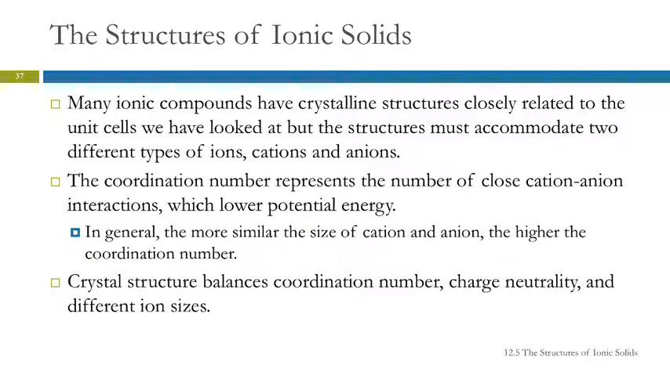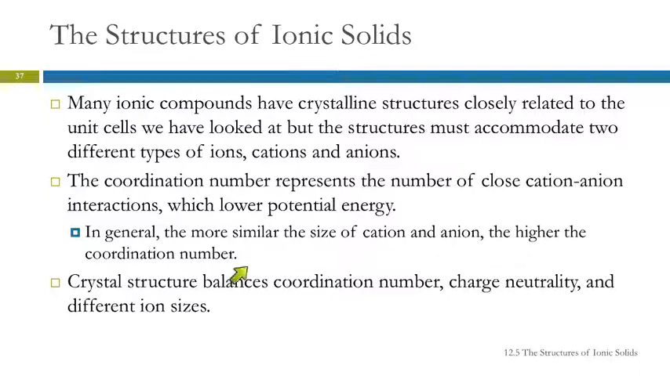So when we're talking about ionic compounds where we have cations and anions, then the coordination number is going to represent the close cation-anion interactions. When we just looked at the unit cells for atoms, it was individual atoms touching each other. Here, when the ions are close together, we want them to be oppositely charged ions. Otherwise, they're going to repel each other. But those cation-anion interactions lower the potential energy, and the lattice will only form if the energy is lowered.